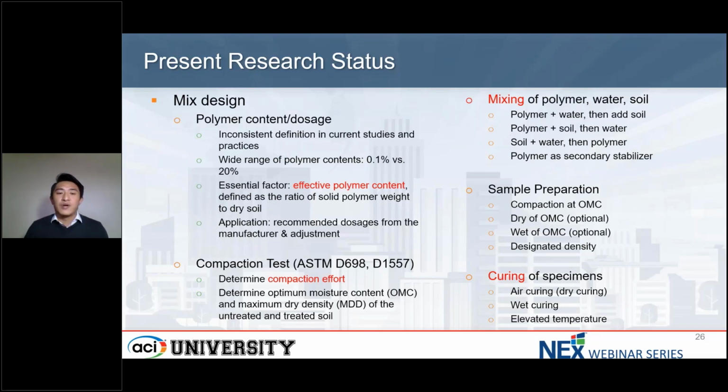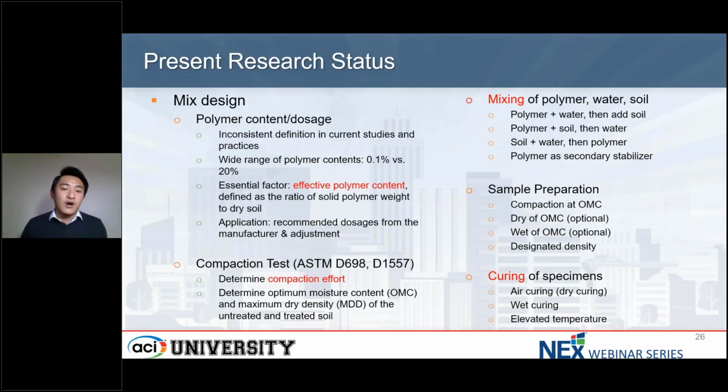After our studies and a lot of analysis of the research literature, we found there's one thing that a lot of people are missing here, that is the effective polymer content, which is defined as the ratio of the solid polymer to the dry soil. Because some people just use the solution, whatever is in there, water, polymer, and other things, and consider that weight to define their polymer content. Because there's a lot of water in there, they will say they actually use 20% of their stabilizer. However, that solution itself may have only 50% solid in there. So the actual effective polymer content in that case will only be 10%.